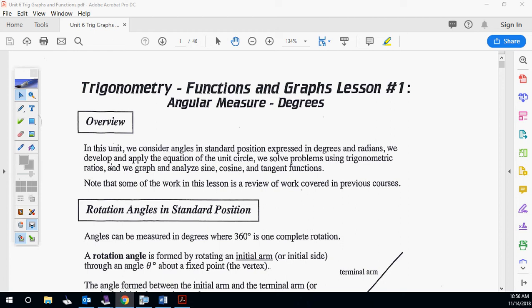So this is Unit 6, Lesson 1, Angle Measure in Degrees. In this unit, we'll consider angles in standard position expressed in degrees and radians. We hit radians tomorrow. We develop and apply equations of the unit circle.